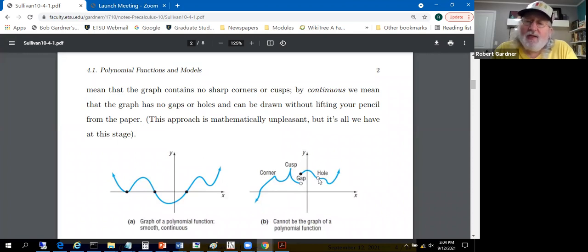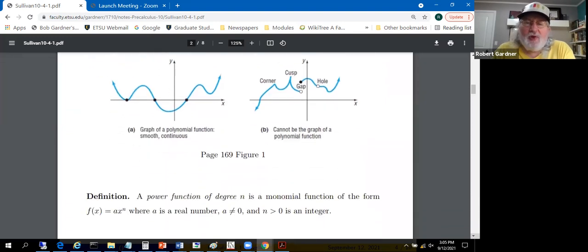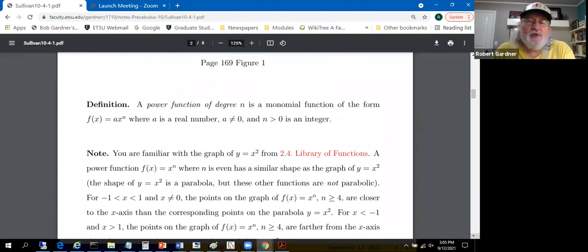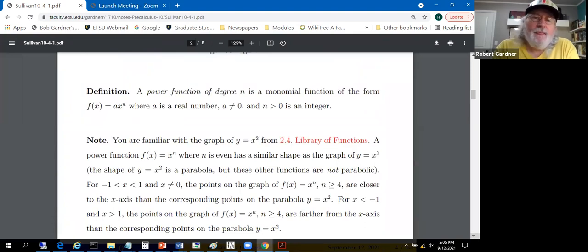I got a hole in it here, another place where I'd have to pick up my pencil. So these corners, cusps, and the little holes or gaps in the curve, messing up the continuity, say this ain't a polynomial function. Polynomial functions won't have holes or gaps or cusps or corners, sharp points in the graph. That's why they call them smooth, no sharp points. So there's an informal idea of what we're up to in terms of polynomial functions.